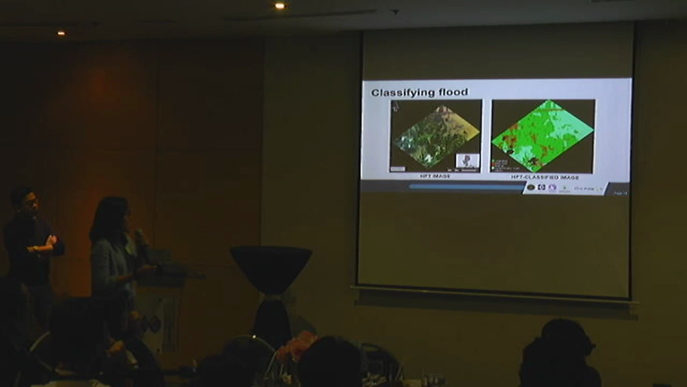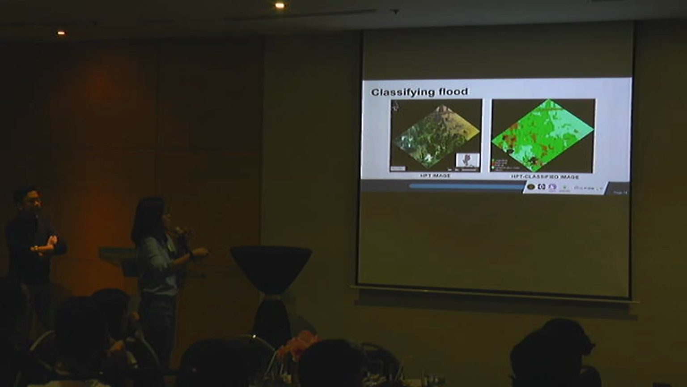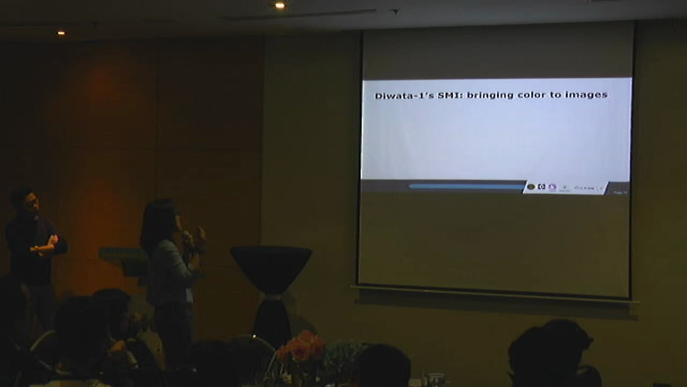Again, this is the HPT image, and we also try to do image classification. From the image that we have here, we try to classify if it is vegetation, bare land, or water. As you can see here, we were able to classify it as water. Okay, so that's for HPT.